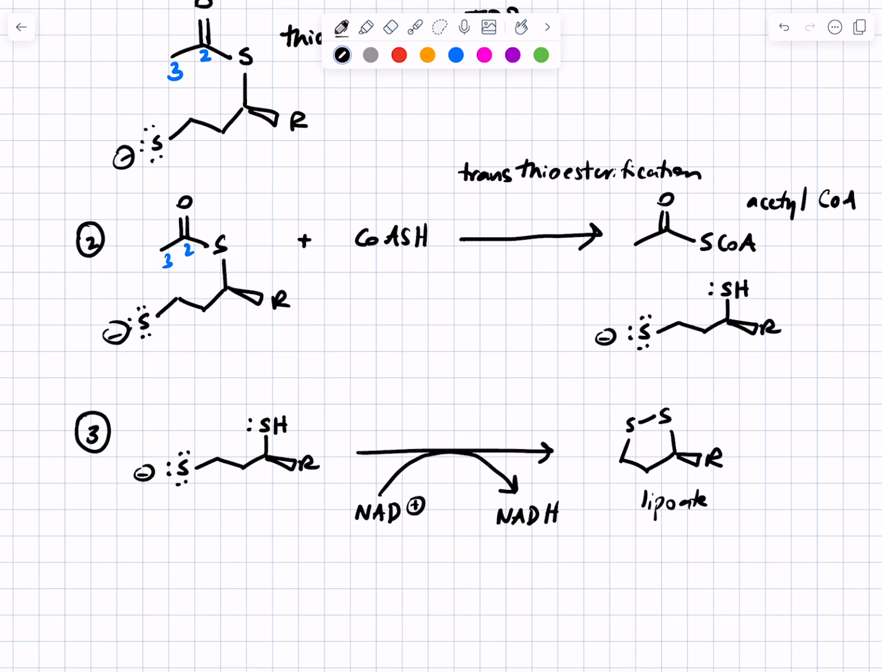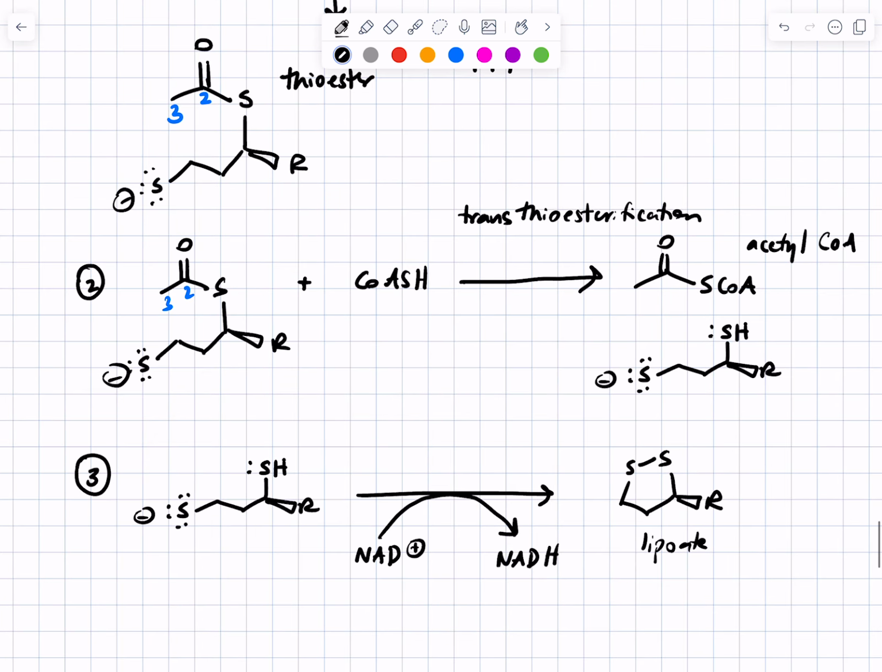Wait, we got a question. Can you review step 2? Review step 2. Deprotonate this coenzyme A thiol. Then attack the carbonyl carbon to get a tetrahedral intermediate, then kick off this other thiol as the leaving group.